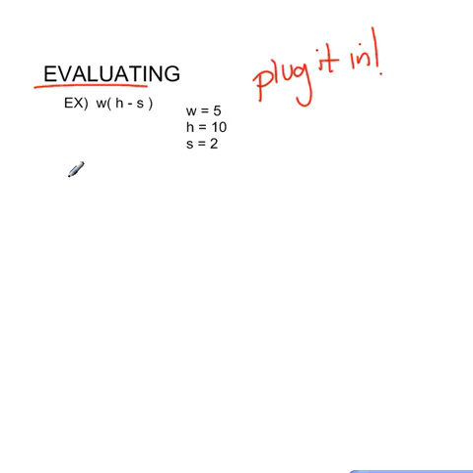So we are going to take each value and plug it in. So this 5 goes in the place of the W. The H, there's a 10 that should go in that spot. And for the S, there is the number 2. So I've taken the W and the H and the S, and I have substituted it into the original problem. And we are going to evaluate to come out with one specific answer.